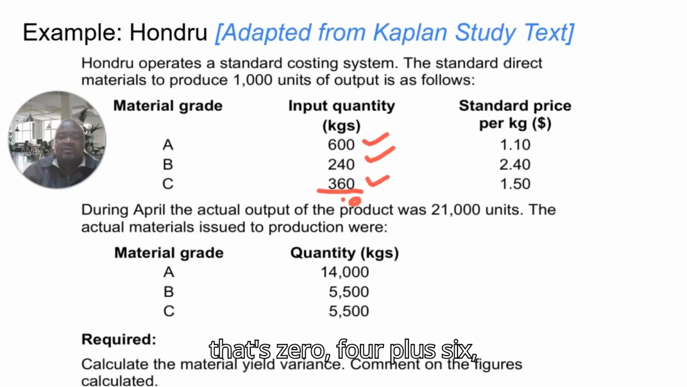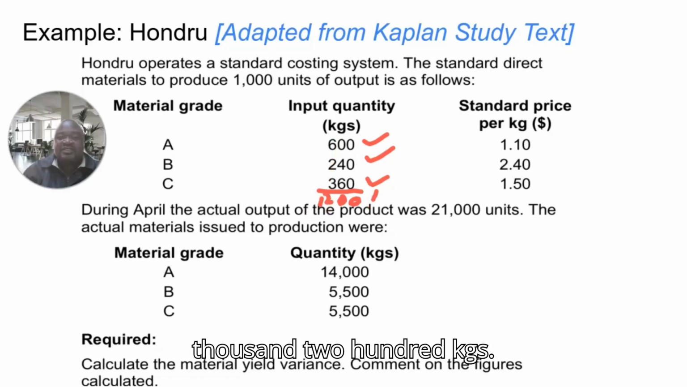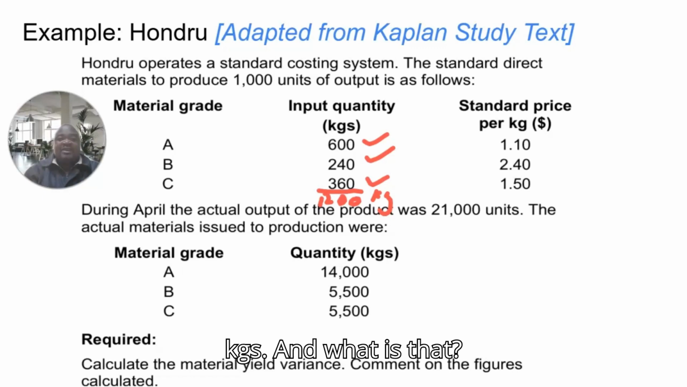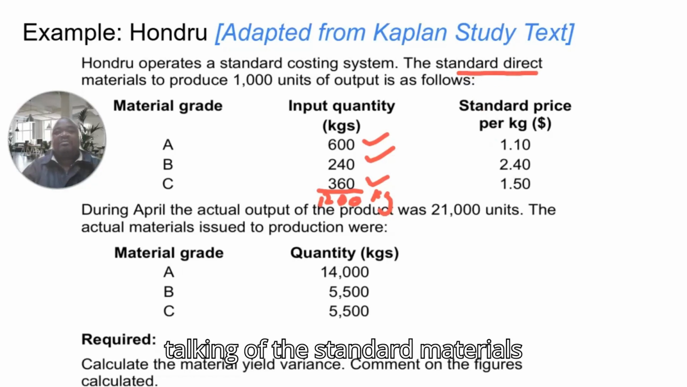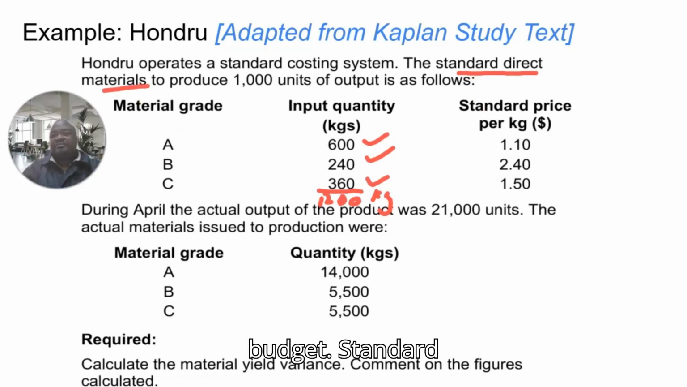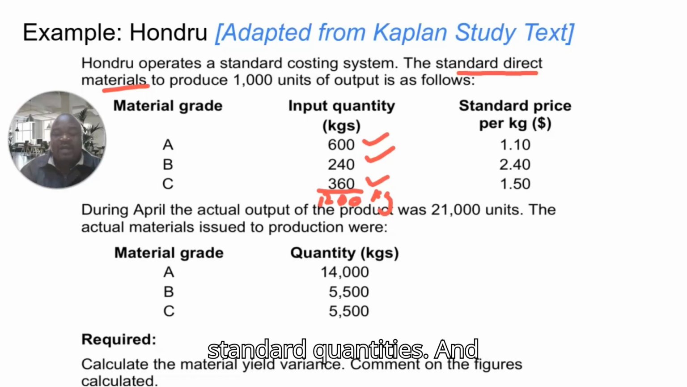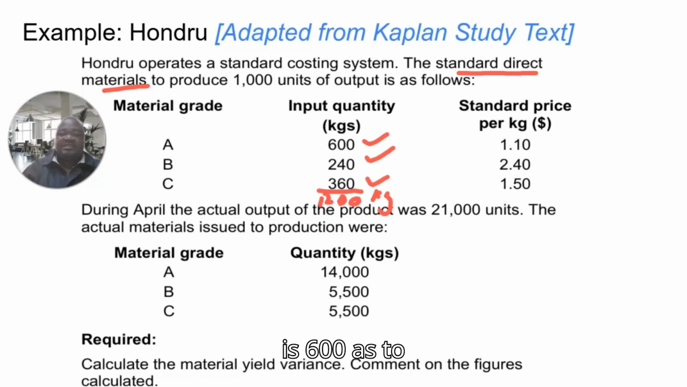If you add, that's 0, 4 plus 6 is 10, carry 1, 7, 9, 12. So we are looking at 1,200 kgs. And what is that? This is the standard quantity. We are talking of the standard direct materials budget. So those are the standard quantities.